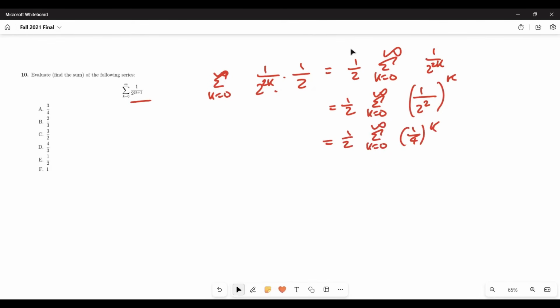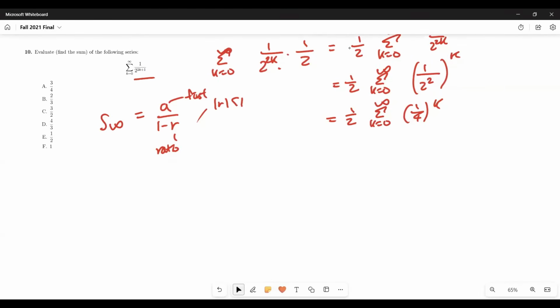If you remember your infinite sum of series, the sum to infinity is a over 1 minus r. A is the first term, and r is the ratio, and r has to be less than 1 in absolute value, which satisfies our condition. So we can find the a value, which is our first term, which is 1 over 4 to the 0 power, which is 1. Ratio is 1 over 4.